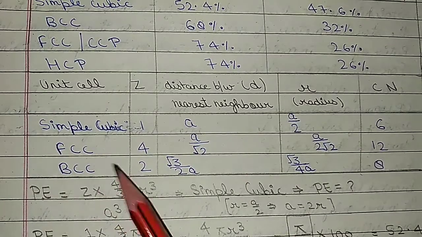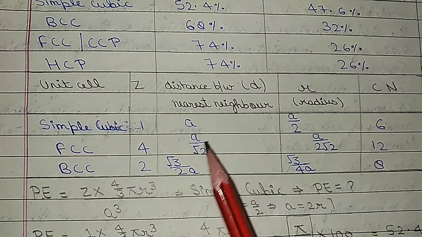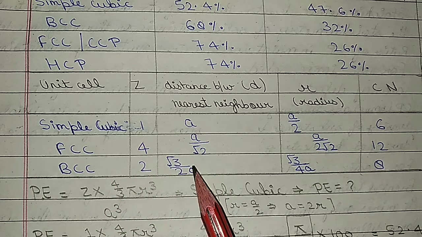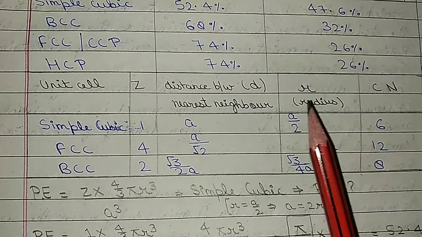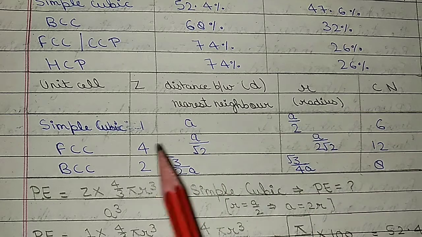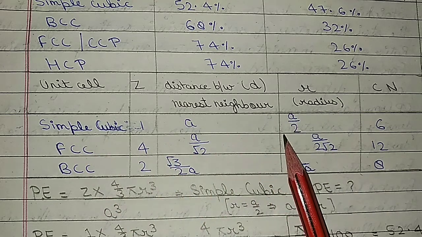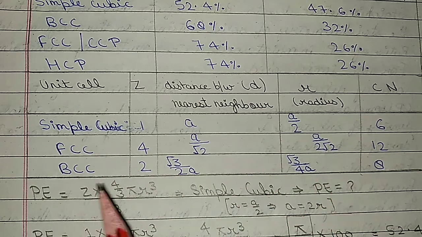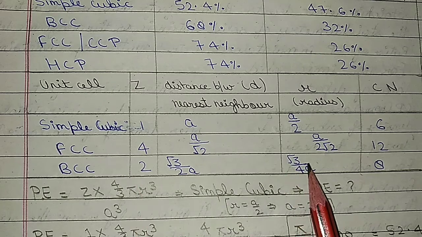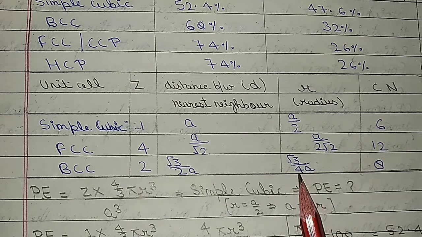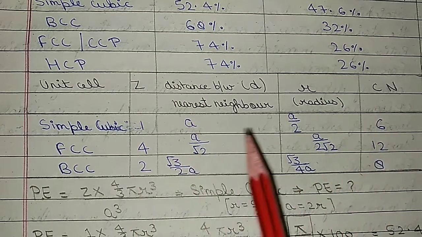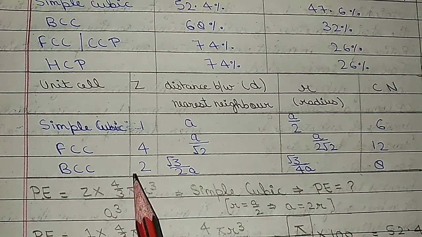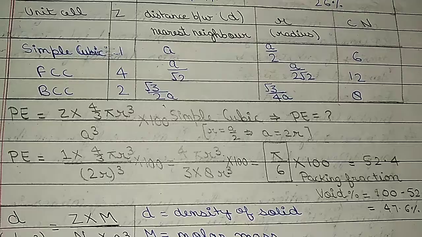In face-centered cubic structure, distance between nearest neighbor is A by root 2. And in body-centered cubic structure, D is equal to root 3 by 2 A. Now radius. The radius of simple cubic structure is A by 2, in face-centered cubic structure A by 2 root 2, and in body-centered cubic structure the radius is root 3 by 4 A. The coordination number in simple cubic structure is 6, in face-centered cubic structure is 12, and in body-centered cubic structure is 8.